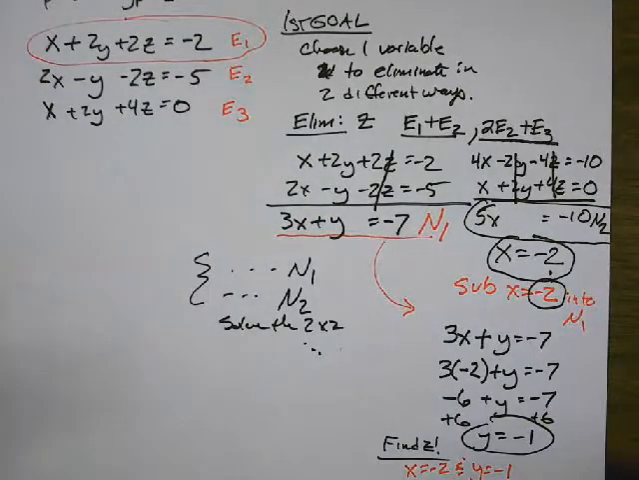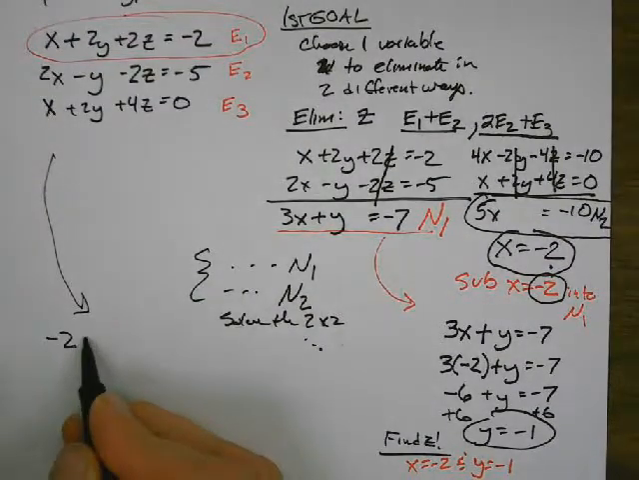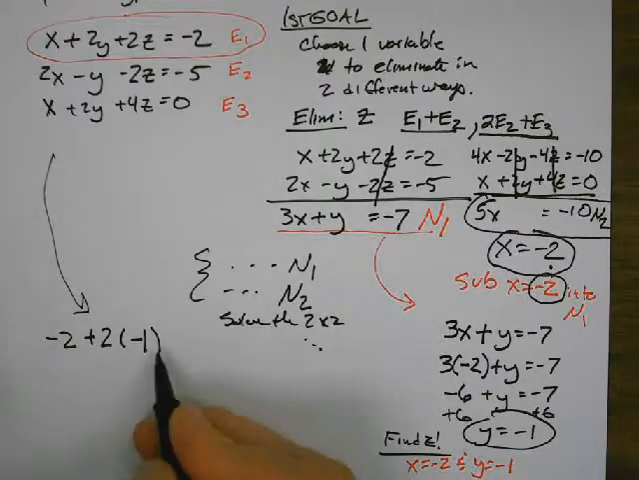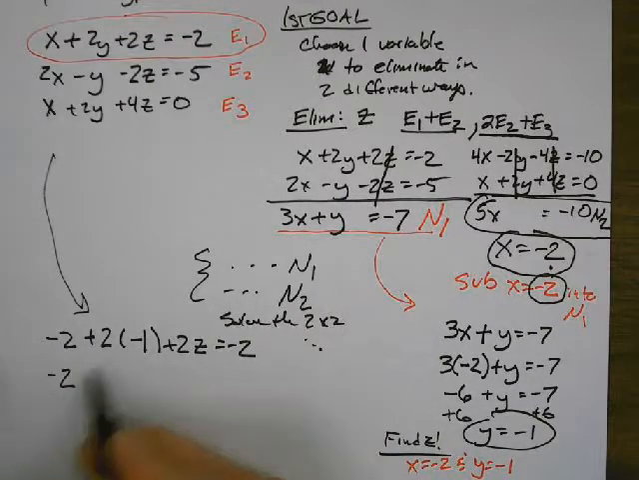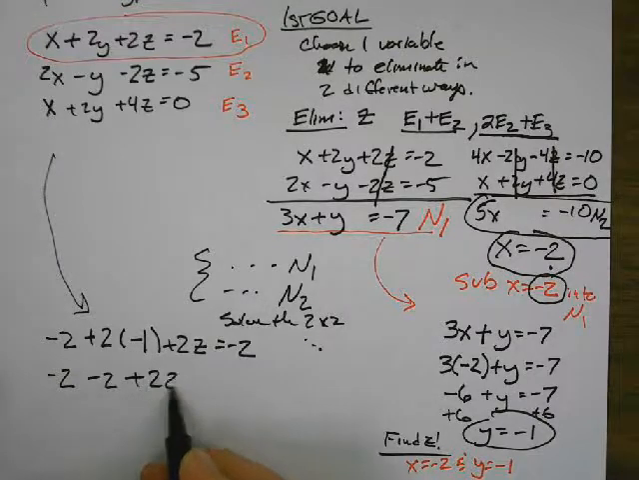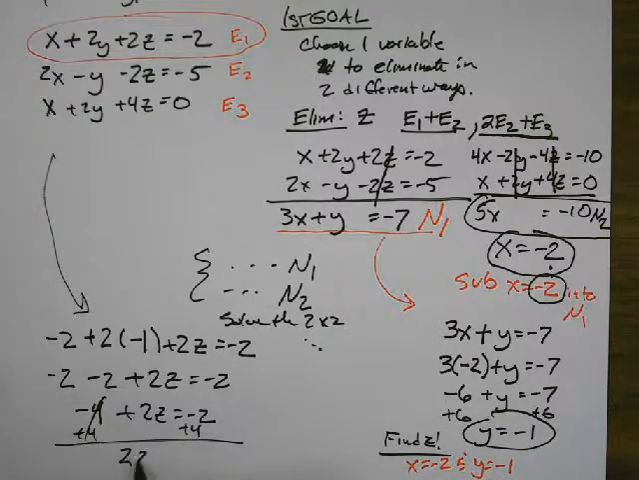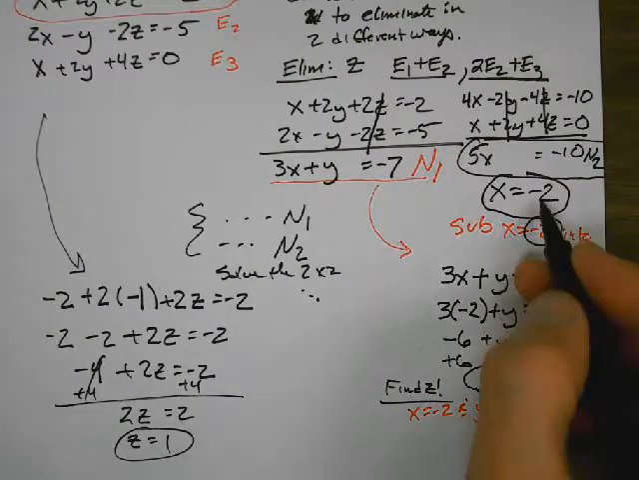So if I do that, let's see, I have some room in here. Instead of x, I can write -2 plus 2 times y, and instead of y, I can plug in a -1. And then I have plus twice the z value is -2. So that's -2 minus 2 plus 2z equals -2, or -4 plus 2z equals -2. I add 4 to both sides. I get twice z is 2, divided by 2, and I get z is 1. So I have my z, my y, my x. I have all three.